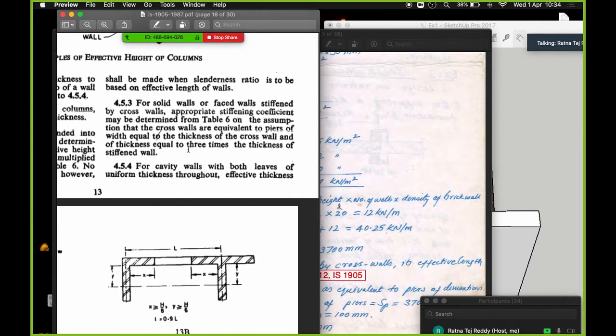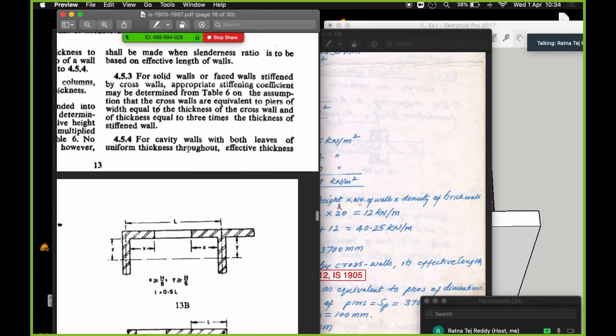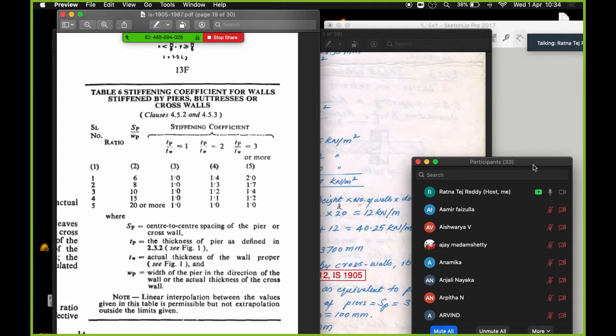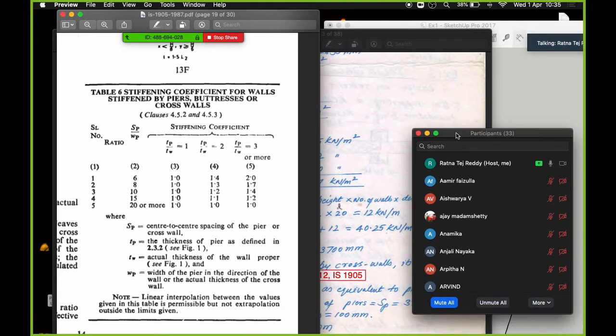Now, once we assume the cross wall to be a pier, then we can go to table 6 in order to get a stiffness coefficient, because stiffness is all about, how can I put this? Let's say, if you are trying to add any sort of lateral supports, any sort of supporting reinforcement, not reinforcement as in your steel reinforcement, on the lateral sides, your entire wall is stiffened. I mean, the masonry structure, the entire plate is stiffened.